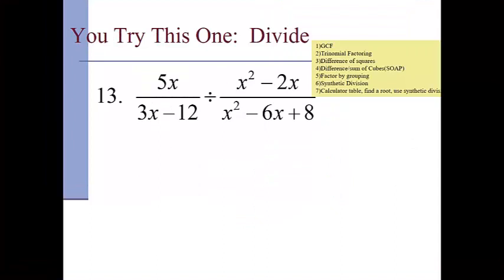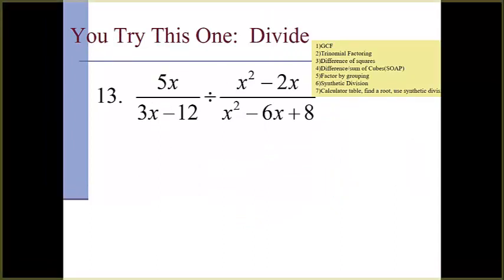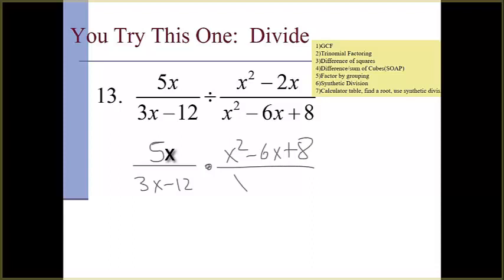All right, so I'm going to follow my rule yet again that I told you to do. So we have 3x minus 12 times, and I'm going to flip. We got x squared minus 6x plus 8 over x squared minus 2x, and then you can start factoring. Again, if you start getting good at these, you can start to do 2 things at once, but you don't want to start doing that too early on, or else you're going to probably confuse yourself.